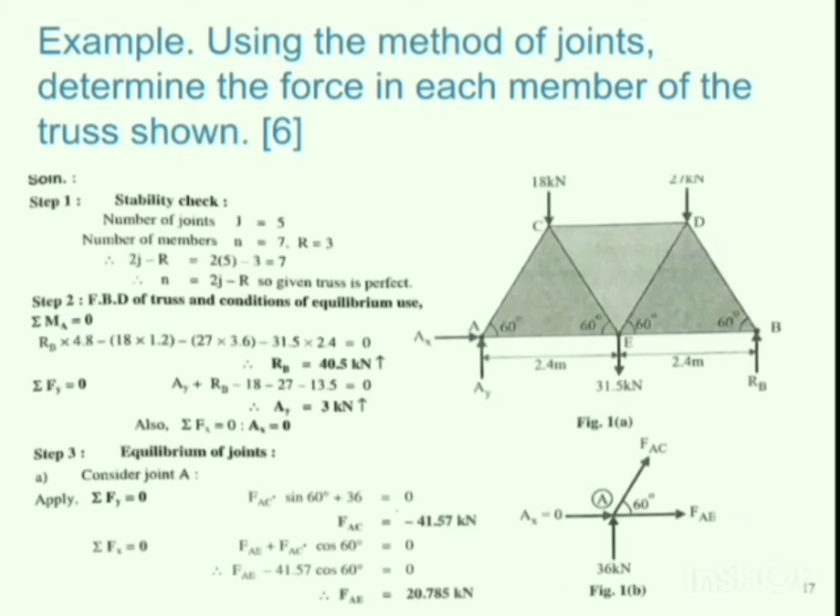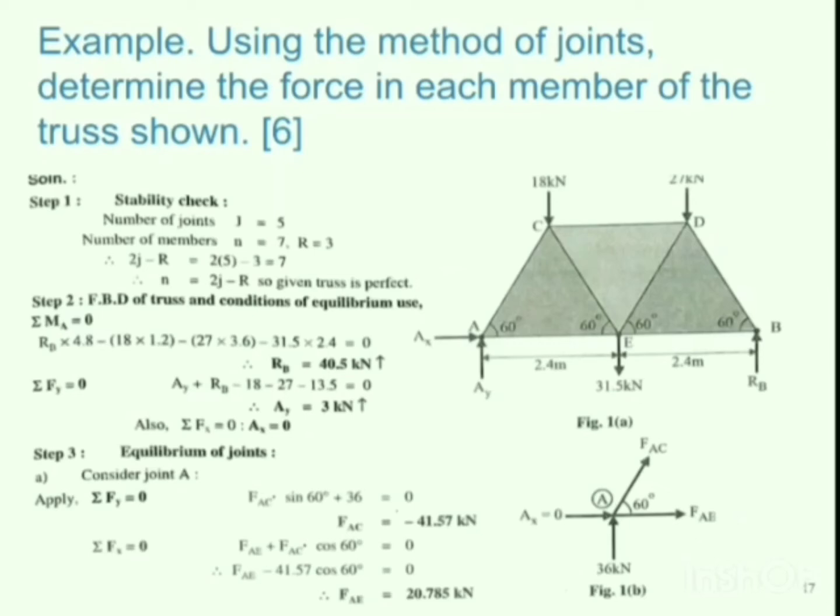So let us count the number of members. How many members are there? AC, AE, CE, CD, DE, EB and DB. So total 7 members are there. Number of joints: joint A, joint C, joint D, joint B and joint E. So 1, 2, 3, 4, 5 joints are there.